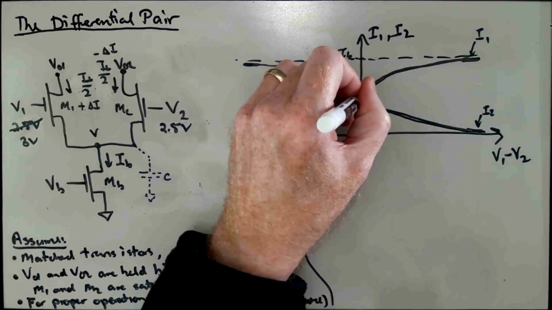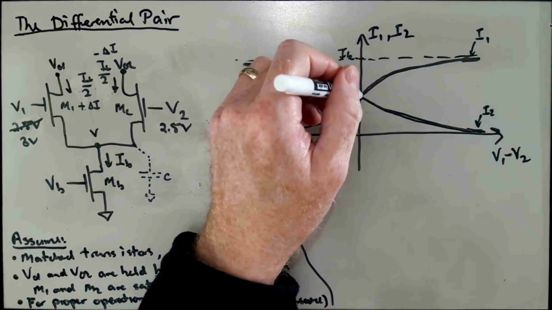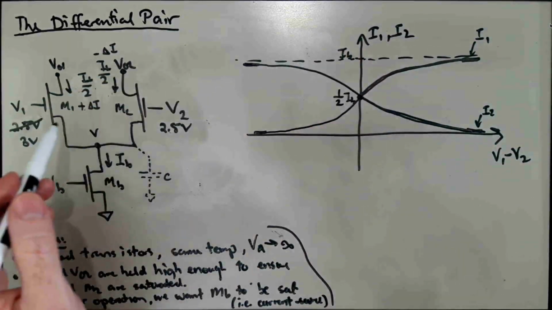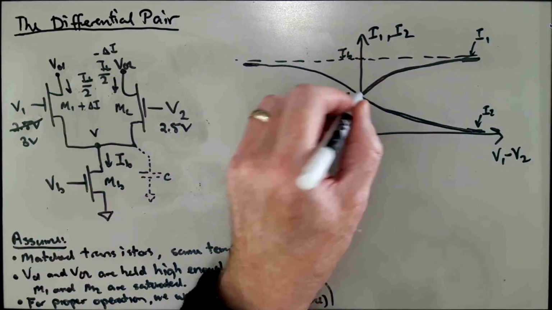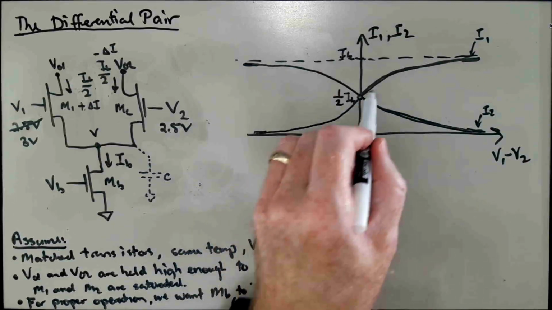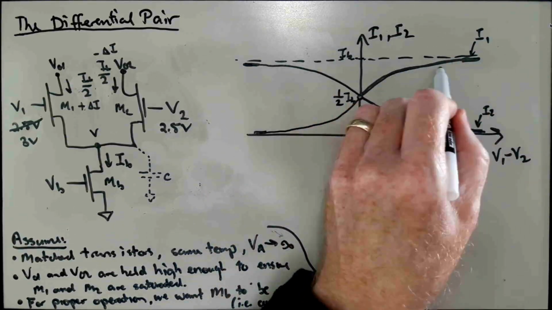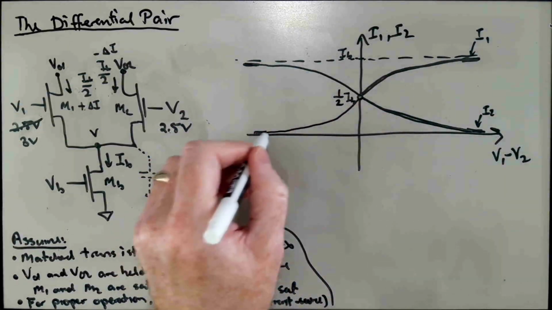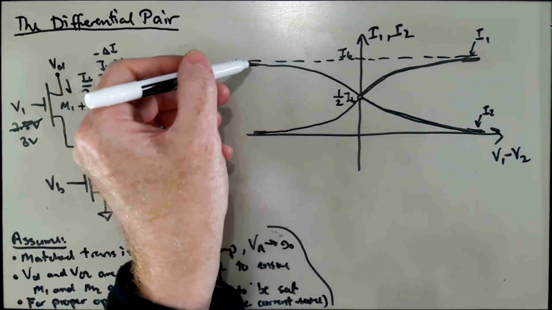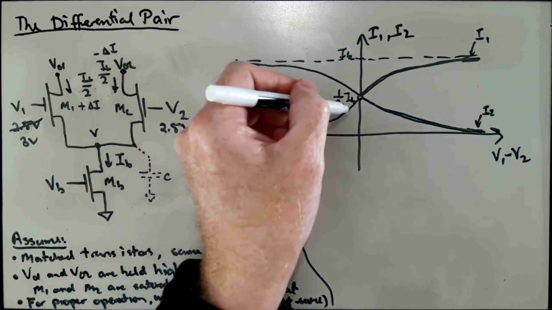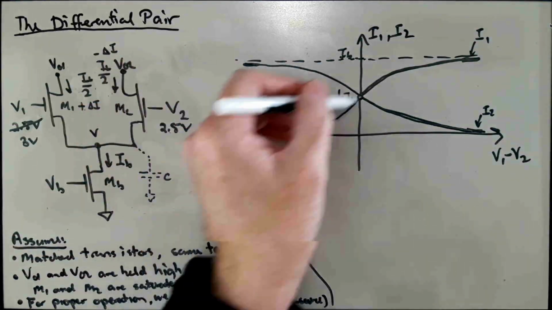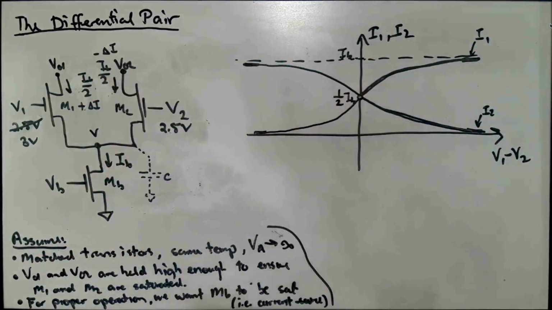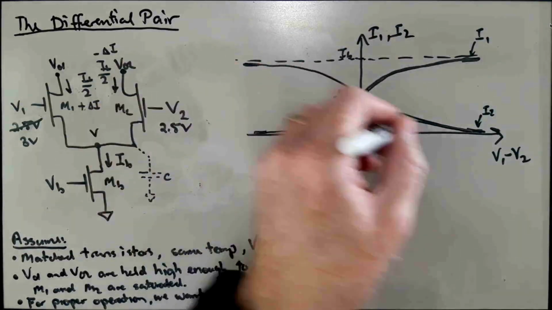So the two currents will be equal at the 0 when the difference between the two is 0. And asymptotically, we're going to approach IB over here. Asymptotically, we're going to approach 0 over here. And I2 is just IB minus I1. And so it's just subtracting the I1 curve from the IB curve to get I2.